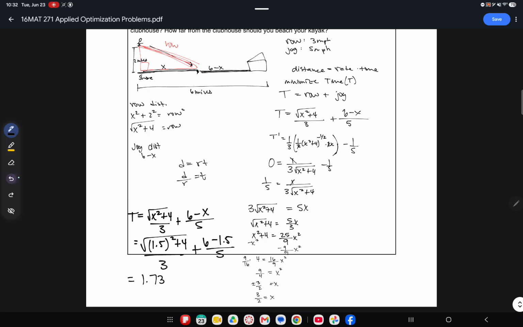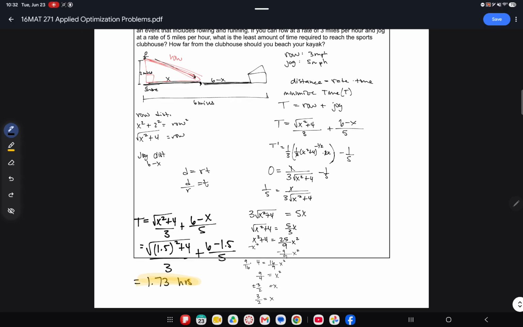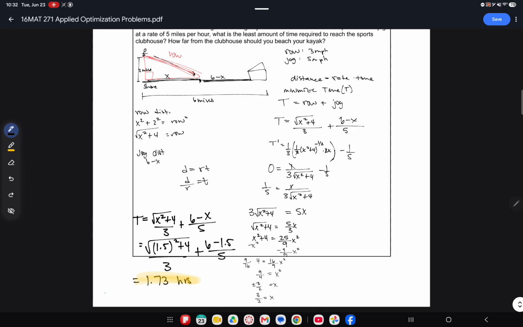The rates were in miles per hour. So 1.73 hours. That's how long it'll take. And I think it asked something else. How far should you beach the kayak? So that's 6 minus the 1.5. So that's going to be 4.5.